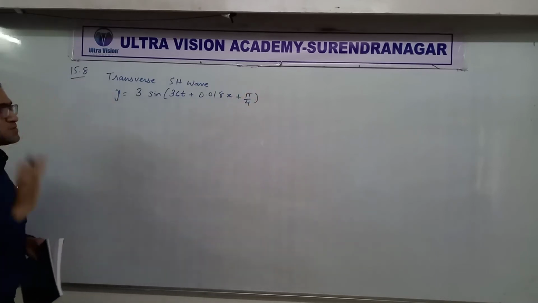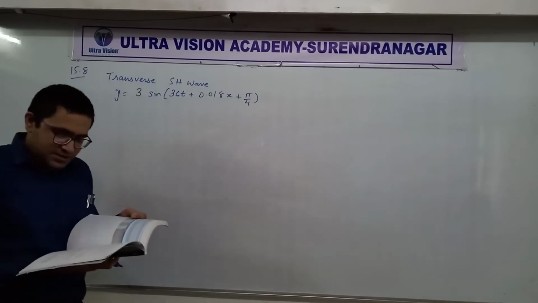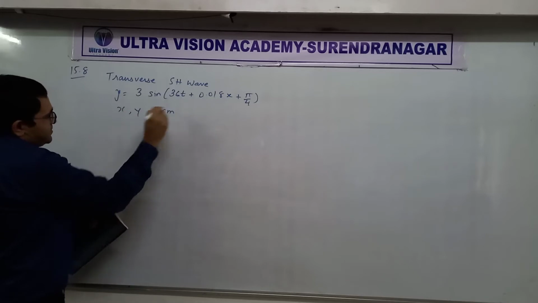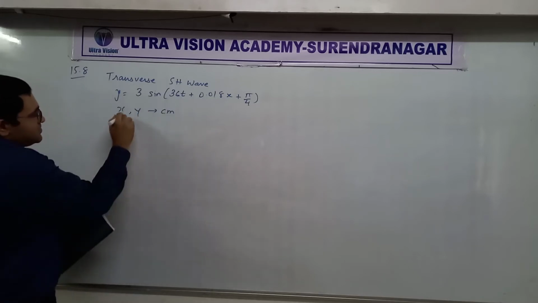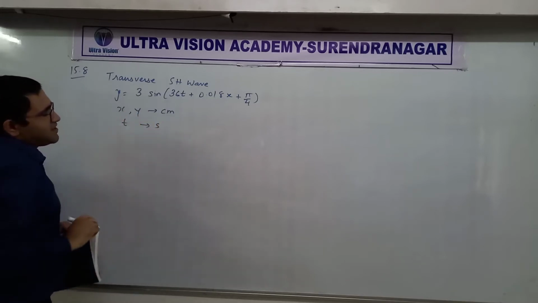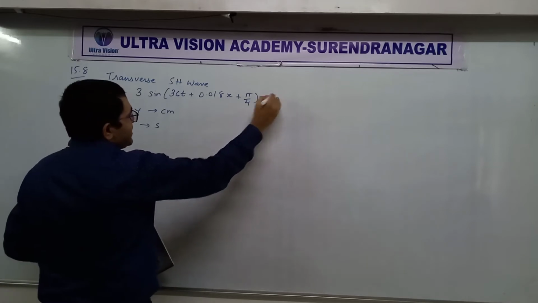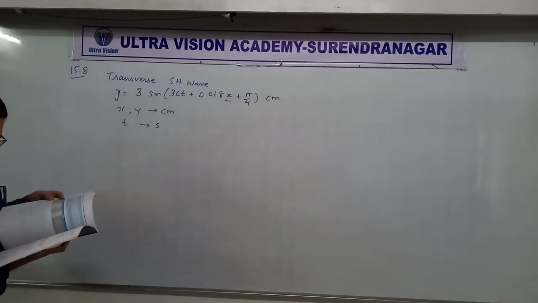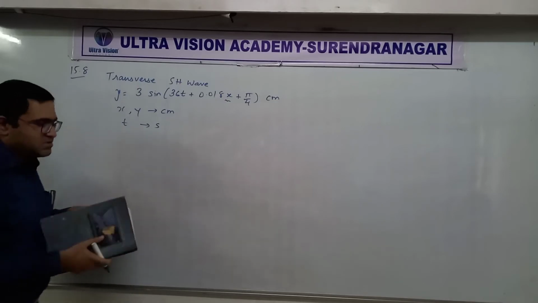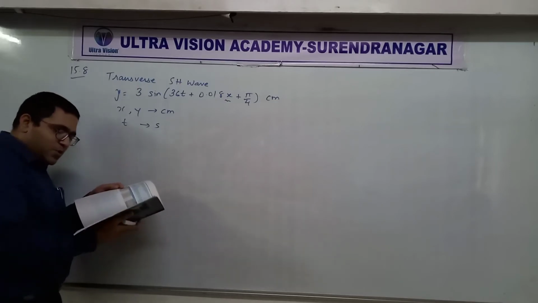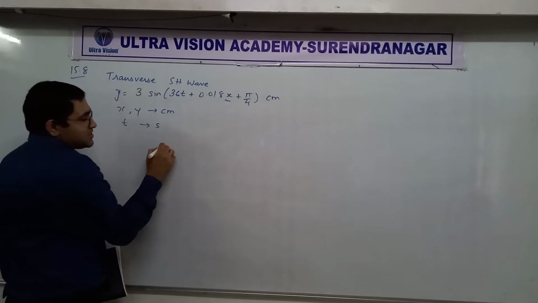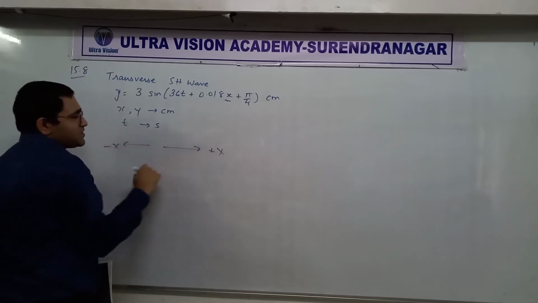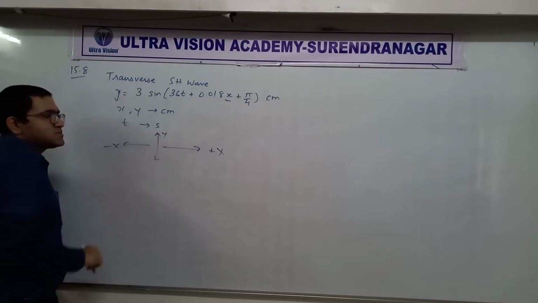Okay, so this is what we know, right? Now, x and y are in centimeter and time is in seconds, so be careful, this is in centimeter. X is also in centimeter. Also, the positive direction of x is taken from left to right as usual. So this is given to us.